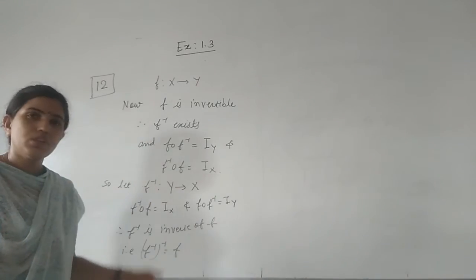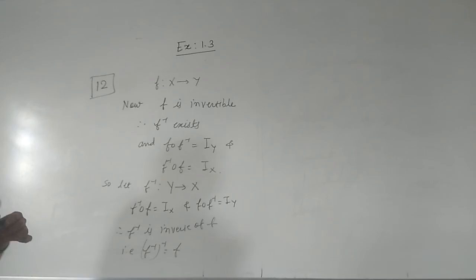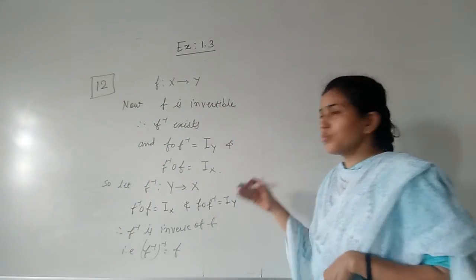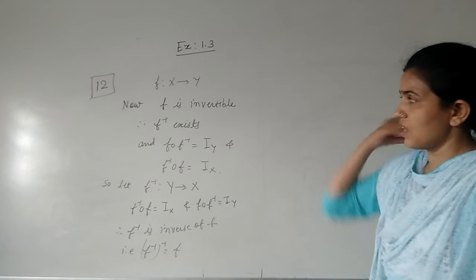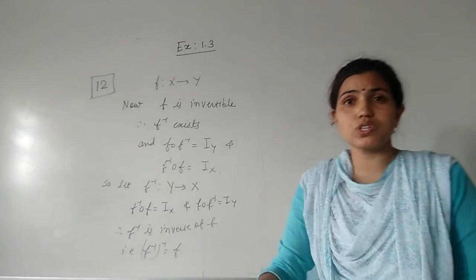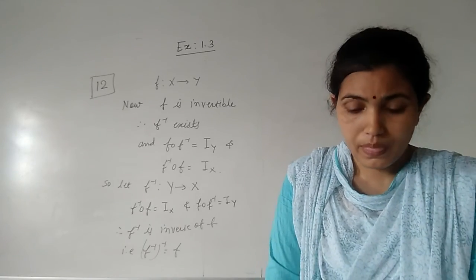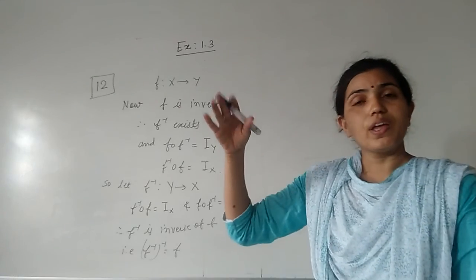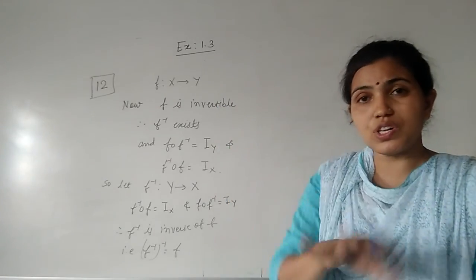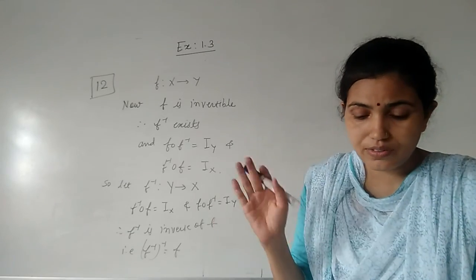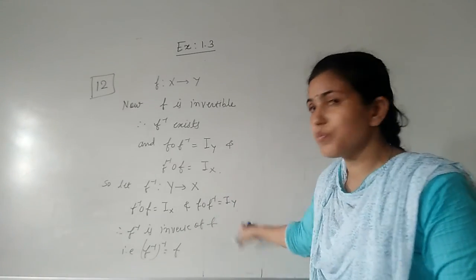Done. So this is the proof of question number 12. Very easy proof. You can see how to prove and how to write. The main thing is how to write this, because the understanding is given in the question. It is very clear that the inverse of the inverse of a function is the function itself. So remember that the inverse of the inverse is the function itself, and that is the proof.